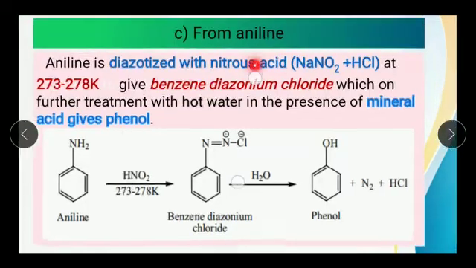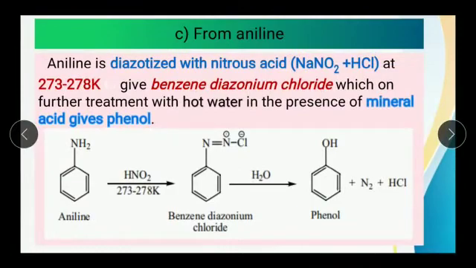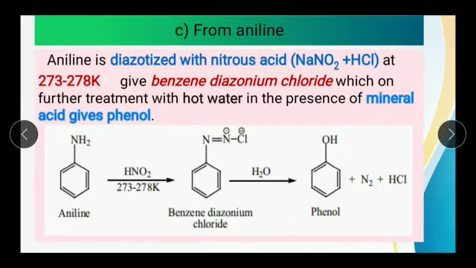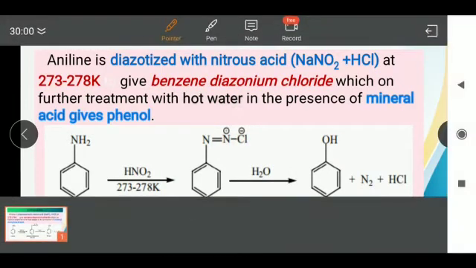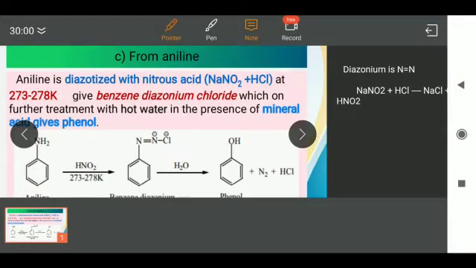We can prepare phenol from aniline. What is aniline? C6H5NH2 is aniline. Aniline is diazotized with nitrous acid at 273 to 278 Kelvin to give benzene diazonium chloride. What is diazonium chloride? N double bond N, Cl. N double bond N is diazo.